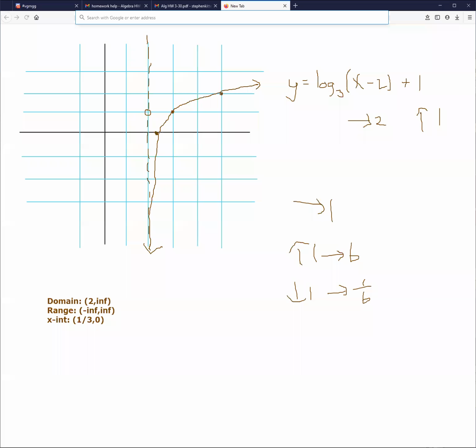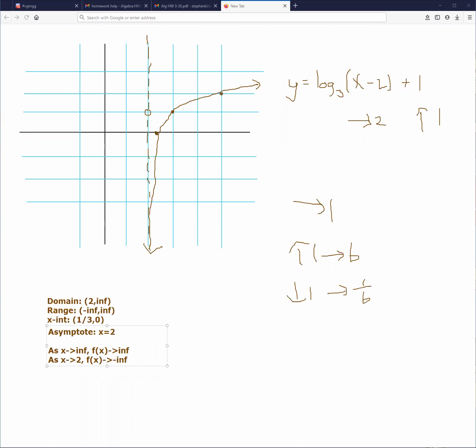Okay. So the asymptote, the vertical asymptote, I can spell, I swear, is x equals 2. As x goes to infinity, f of x goes to infinity. As x goes to 2 from the right, f of x goes to negative infinity.